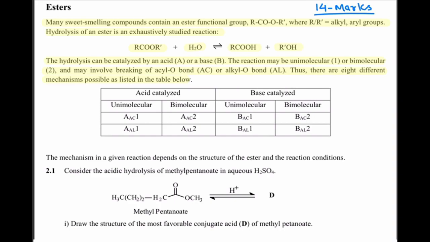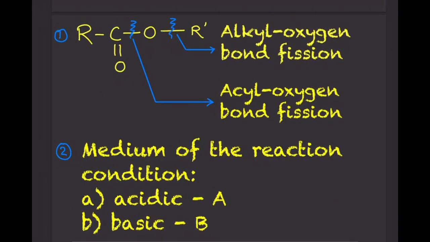First, let me explain what has just been written in this question. When you hydrolyze an ester, the ester is RCOOR', right? So if you hydrolyze, you get acid and alcohol. But there are 2 possibilities of bond fission. For example, if this bond is broken, then acyl and oxygen are separated and it is called acyl-oxygen bond fission. If oxygen and alkyl, this side of the bond, is broken, then it is called alkyl-oxygen bond fission. And so their representations are different.